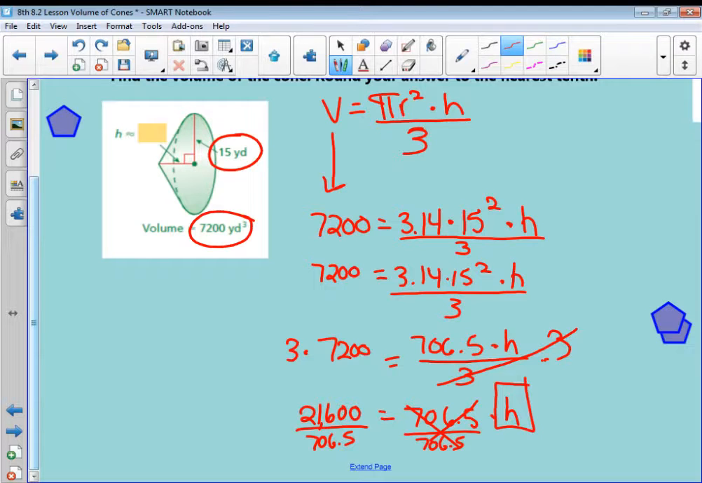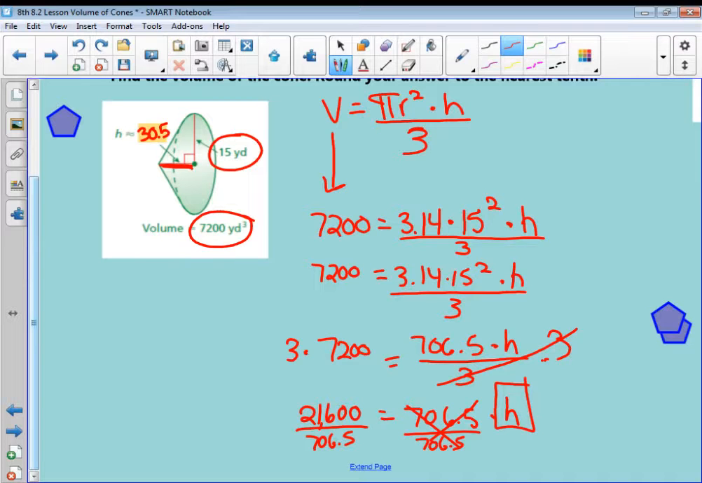Which seems really large. I wonder if I divided by 3 on my 706.5. Let's see, 706.5 divided by 3 would give me 235.5. So then 7,200 divided by 235.5 still gives me 30.57. So I get the same answer either way. It just doesn't look like it would be 30.5, but we can check ourselves.